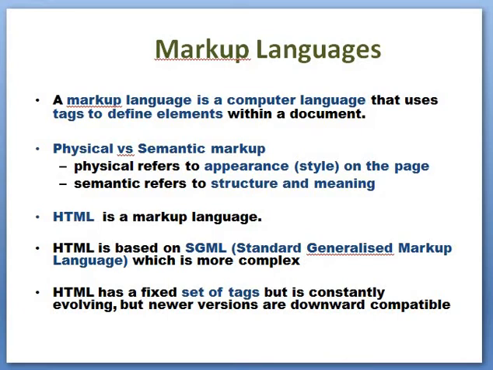It's a computer language that uses tags to define elements within a document. In markup language, everything appears in tags. Generally, there are two types of markup languages: physical markup language and semantic markup language. Physical markup language refers to the appearance or style of the page. Semantic markup language refers to the structure and meaning of contents in the web page.